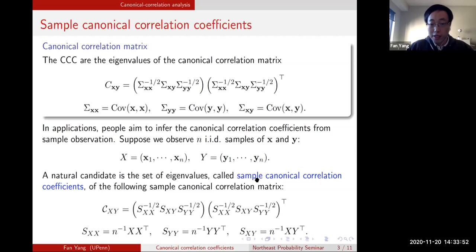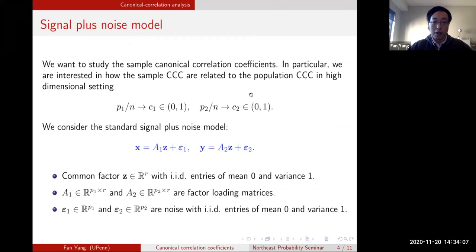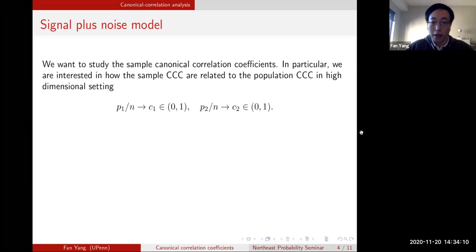It is obvious that the sample canonical correlation coefficients differ from the true ones, but by the law of large numbers, when n goes to infinity, they converge to the true canonical correlation coefficients. However, in the modern era of data science, the assumption that n goes to infinity is not so feasible compared to the data dimensions. So we consider a high-dimensional setting where the ratios p1 over n and p2 over n do not converge to 0, but to some constants between 0 and 1. We require these ratios to be smaller than 1 because we want the sample covariance matrices to be invertible.